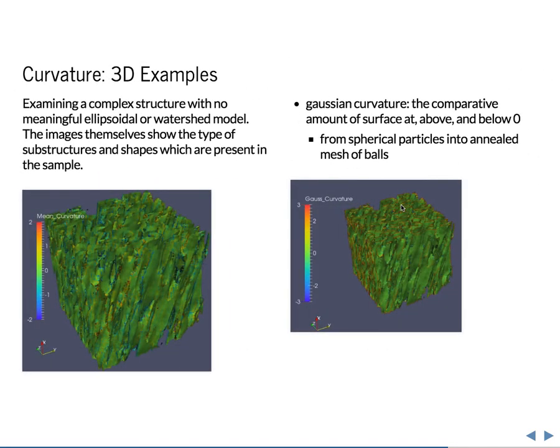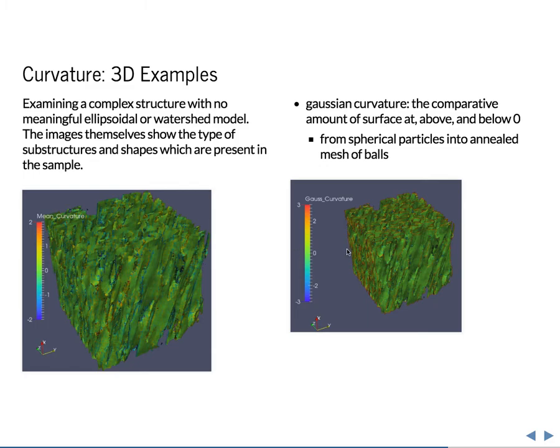But one of the nice things about curvature is that you can normalize it. Curvature is related to 1 over the radius, so if you multiply it by the average radius, you have a shape-independent way of characterizing how the objects look. So if you're thinking about an experiment where you have spherical particles that are annealed into a mesh of balls, we had that example before where we were melting the things together and we used component labeling and distance maps to quantify what was going on.